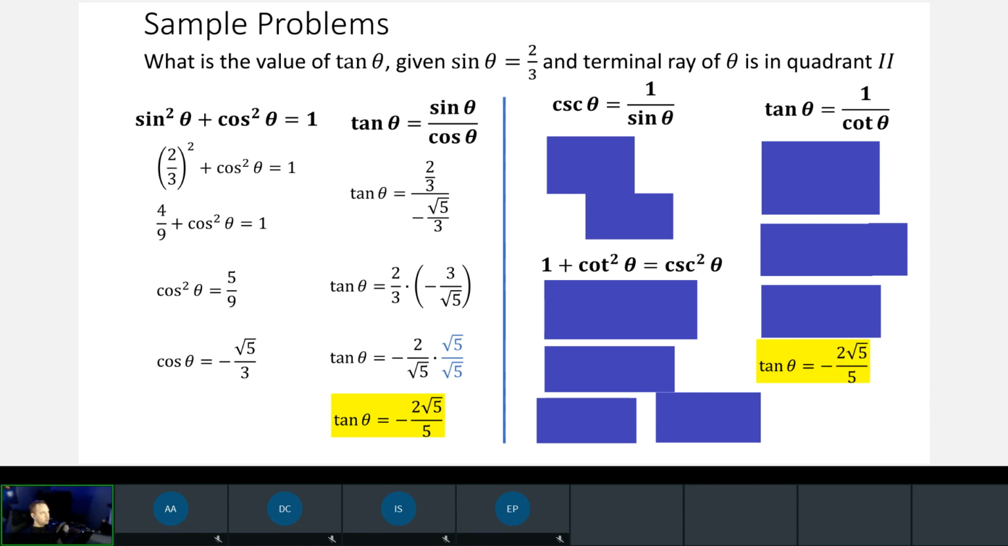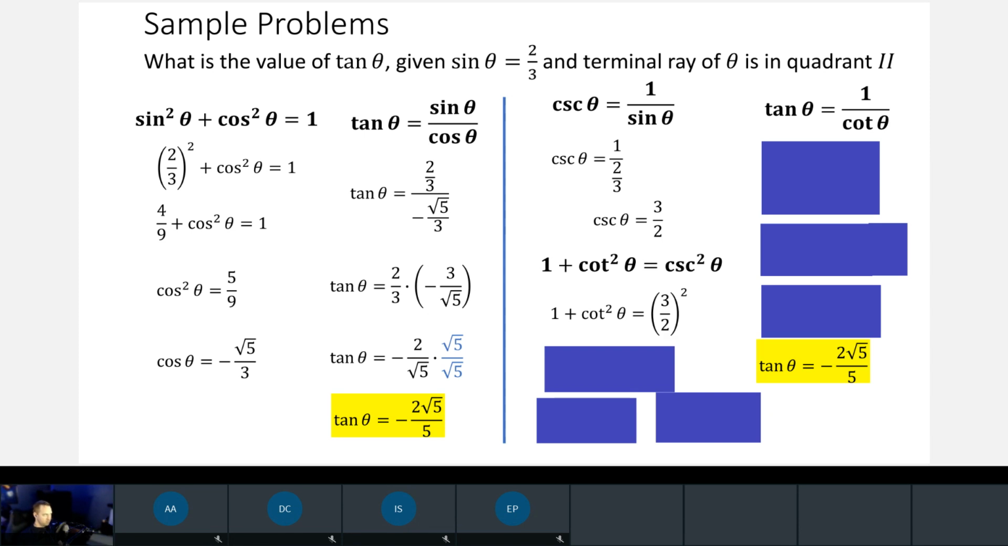All right, so we plug in 1 over 2/3, and we have to flip and multiply, right? 1 times 3 over 2. Well, it's just 3 over 2, so that was easy. Then we plug in what cosecant is. And hopefully you showed your work just like this. When you square a fraction, you square the top and the bottom. So we got 9 over 4.